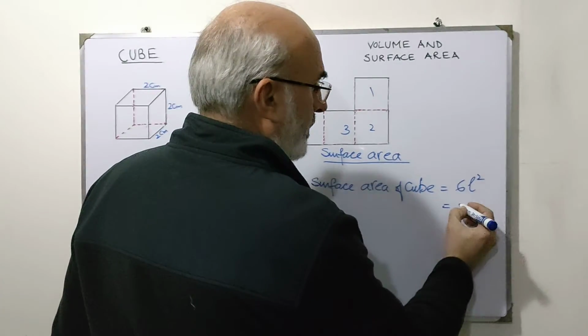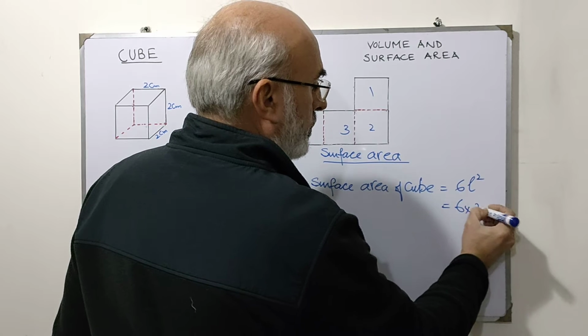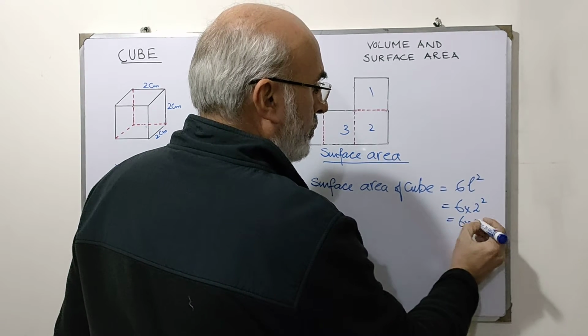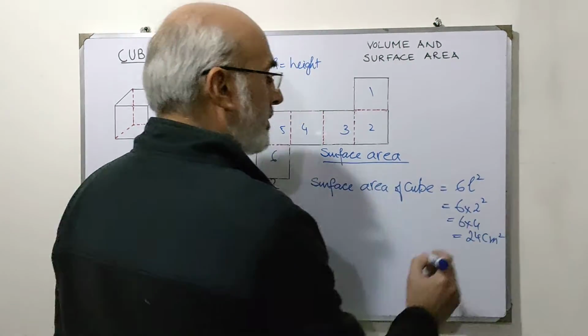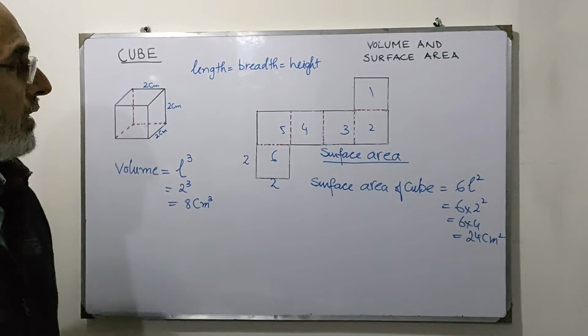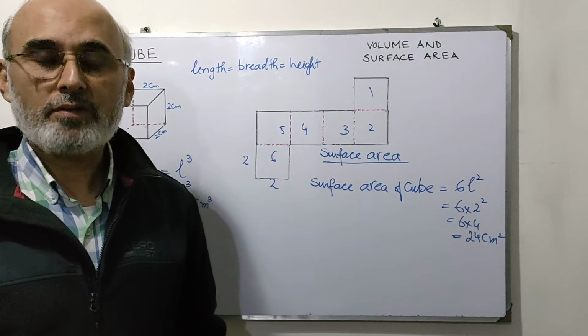So what am I going to get here? 6 into 2 square, which is 6 into 4, and it is 24 centimeter square. Got it? So it's pretty simple, right?